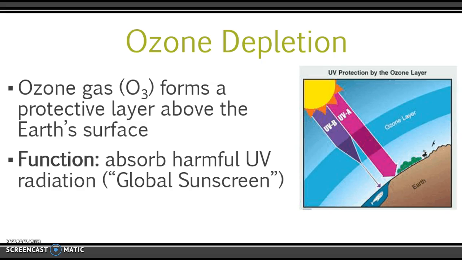Ozone is a gas. It forms a layer above Earth's surface that kind of acts like global sunscreen, and its whole job is to filter out harmful UV radiation. So you can see in the picture, some of the UV radiation still gets through, and that's how you can still get sunburn. But the really, really bad kind is removed.